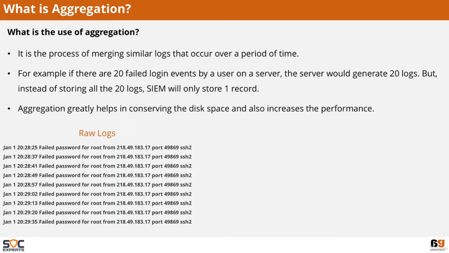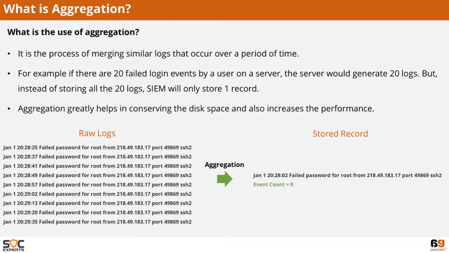Let's take this example where there are 9 failed login events between 8:28 p.m. to 8:29 p.m. When these 9 logs reach SIM and undergo aggregation, SIM will only store one single record. However, in order to represent the number of events that it has originally received, most of the SIM solutions have a field called event count. In this case, event count will be 9.